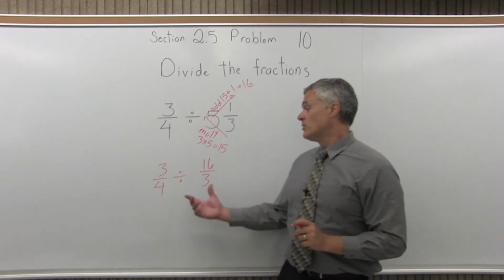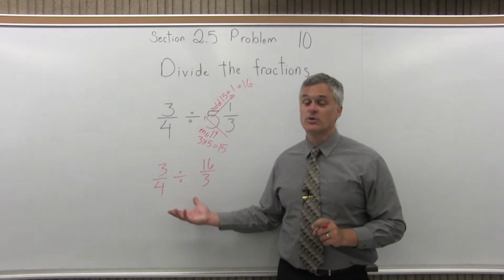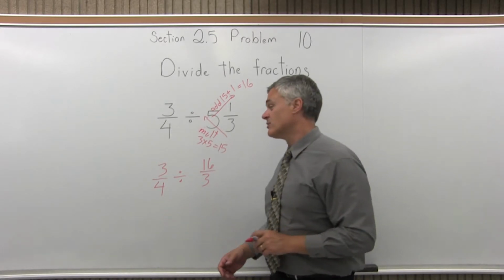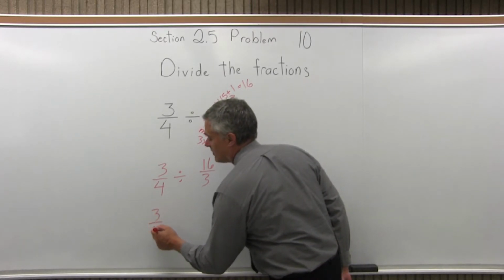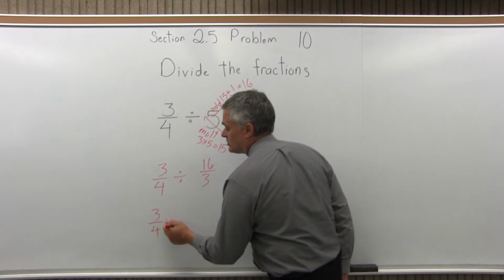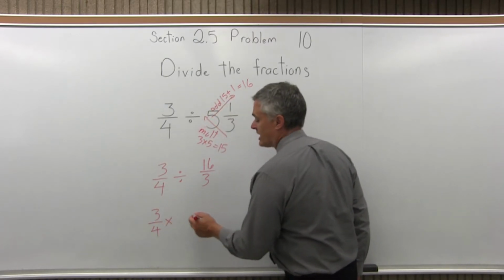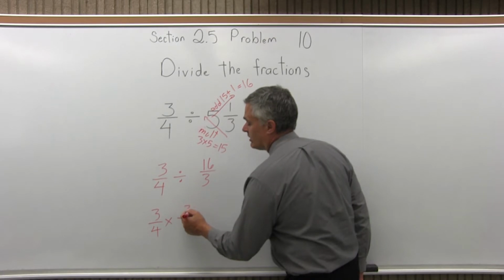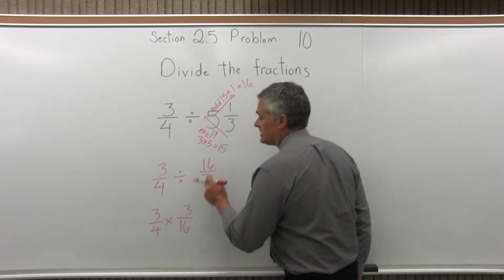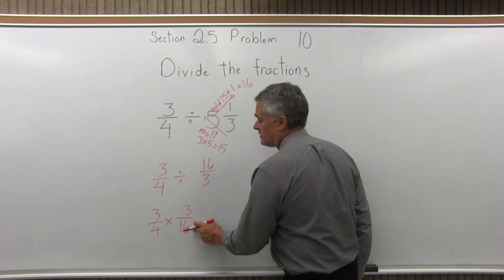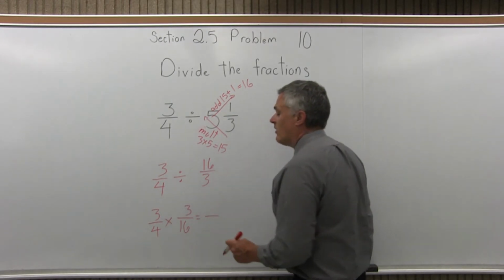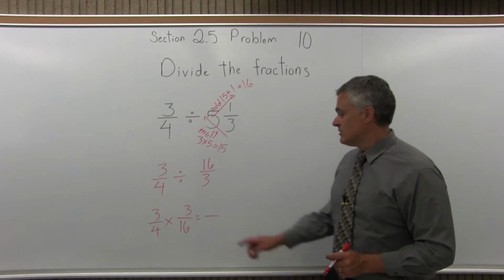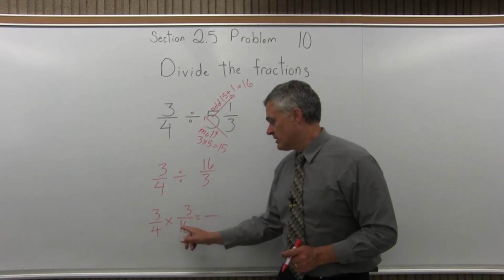So now I have two fractions, both with just the numerator and just the denominator. So now I can proceed with the problem. The 3/4 will stay the same. The division is changed to a multiplication, and the second fraction is inverted, or just flipped. So the 16 goes from the numerator down to the denominator, and the 3 goes from the denominator up to the numerator.